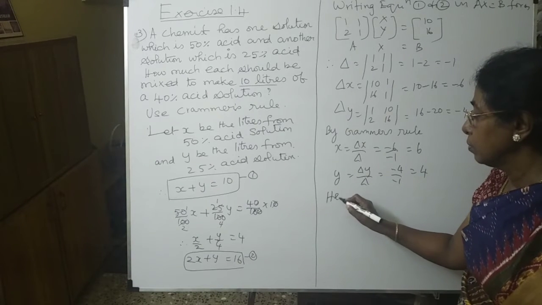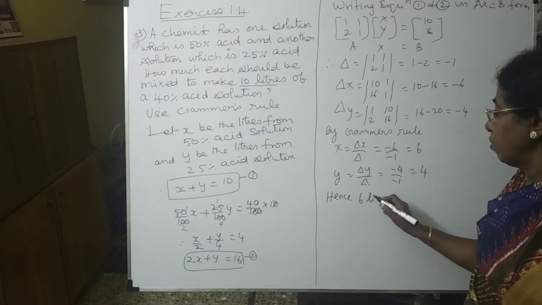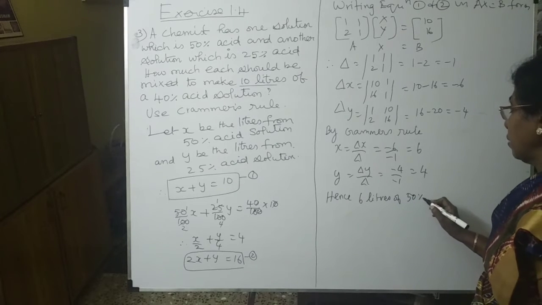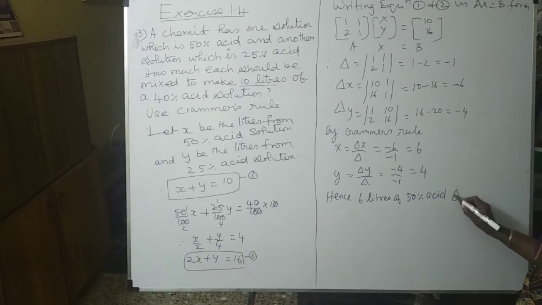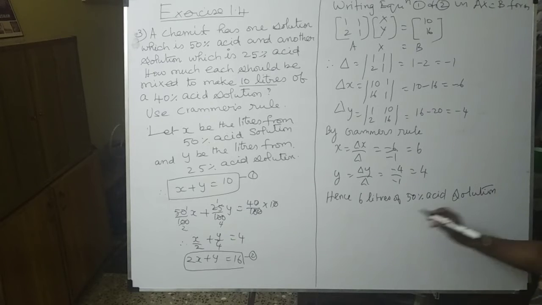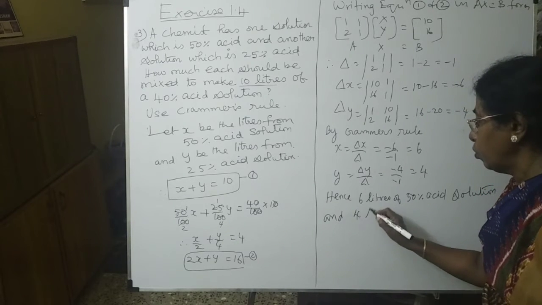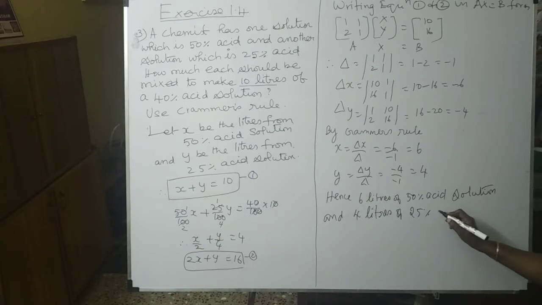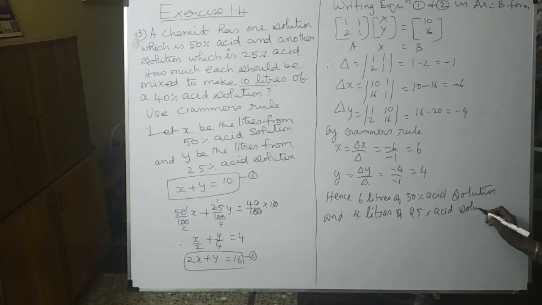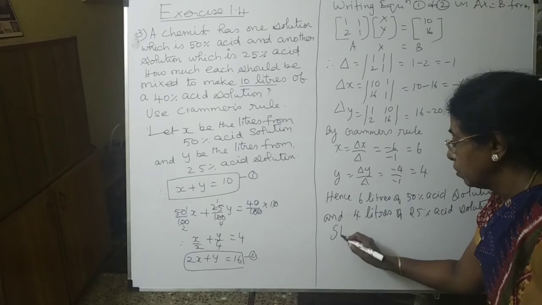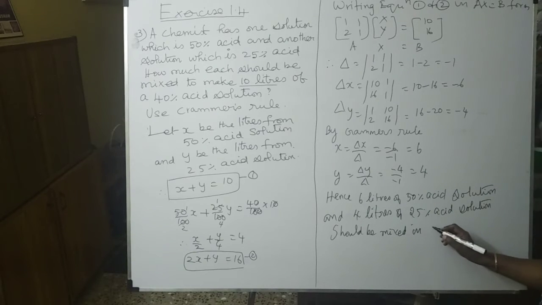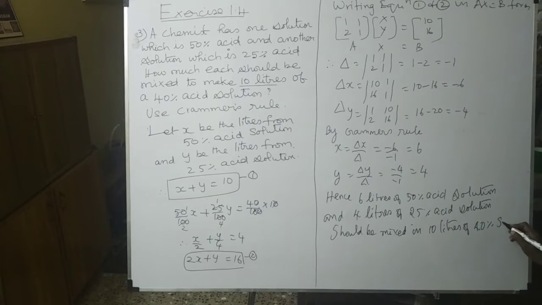Hence, 6 liters of 50% acid solution and 4 liters of 25% acid solution should be mixed in 10 liters of 40% solution.